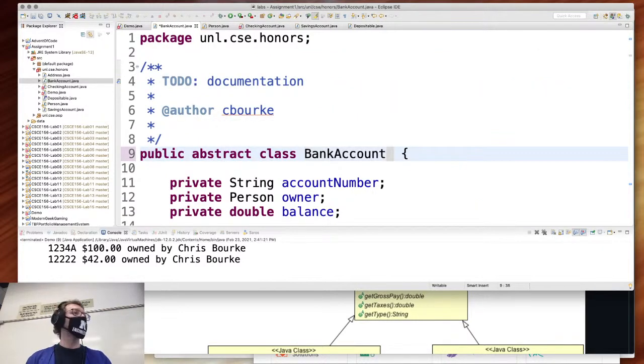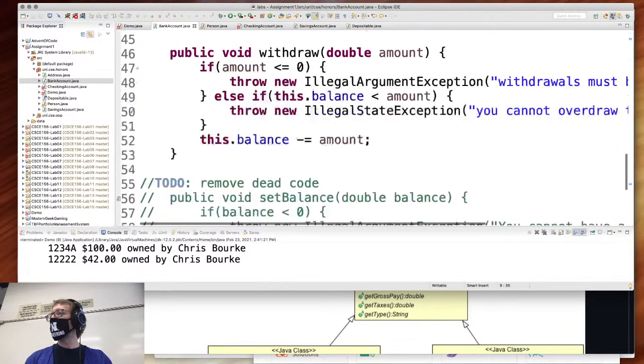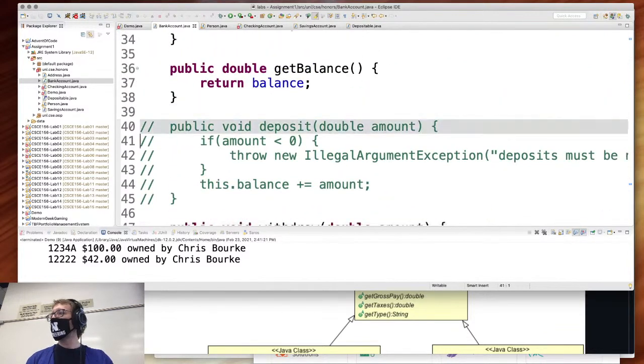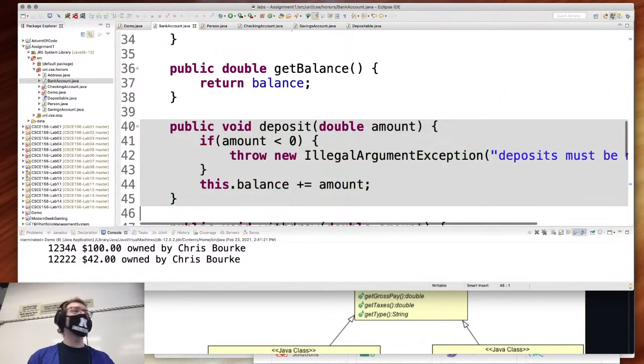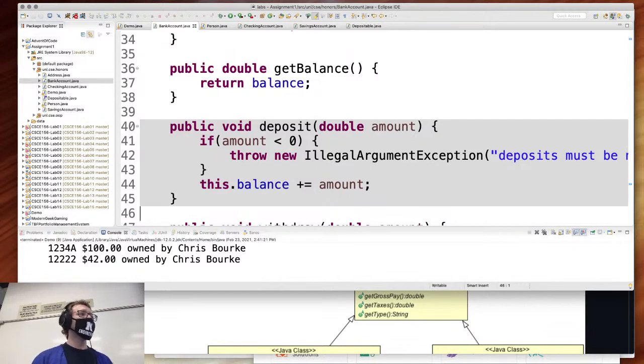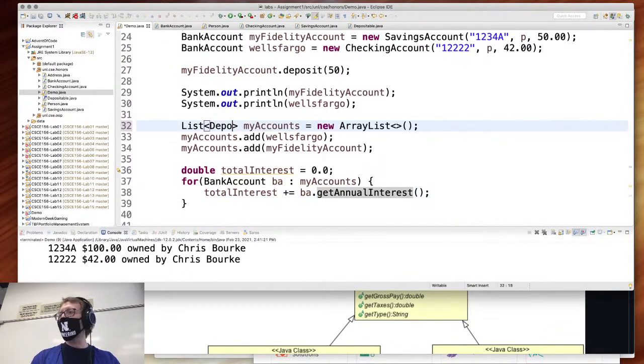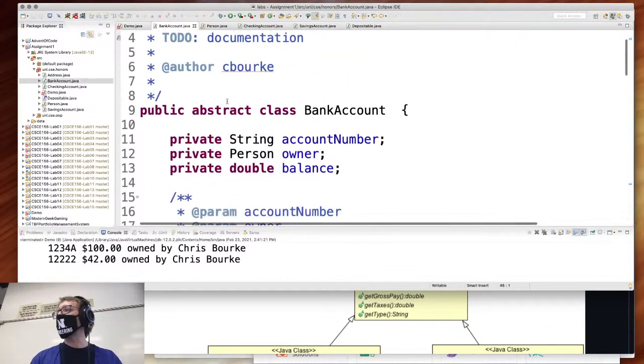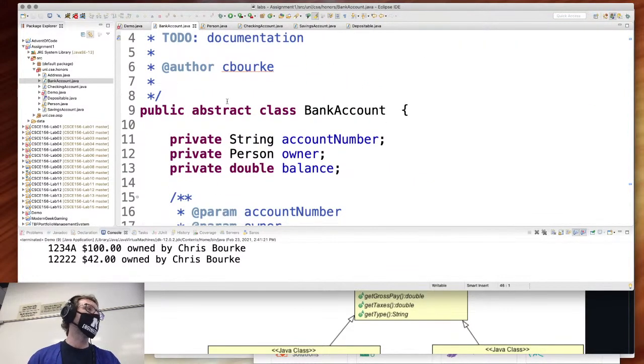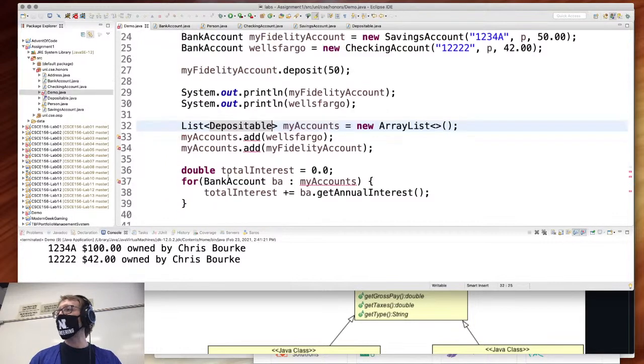Yeah, go ahead. You can't create an array list of depositable? Yes, you can. You can create an array list of any type, including interfaces. So we could go back over here, depositable, and it'll allow that right now. But oh no, it won't allow that because bank account itself is not depositable, right? But you can create a list of it. Line 32 is perfectly fine, right?